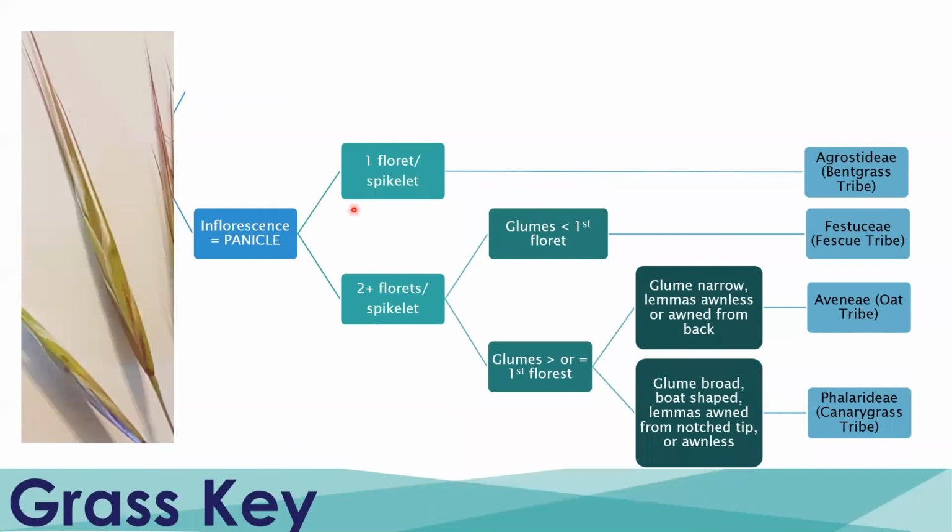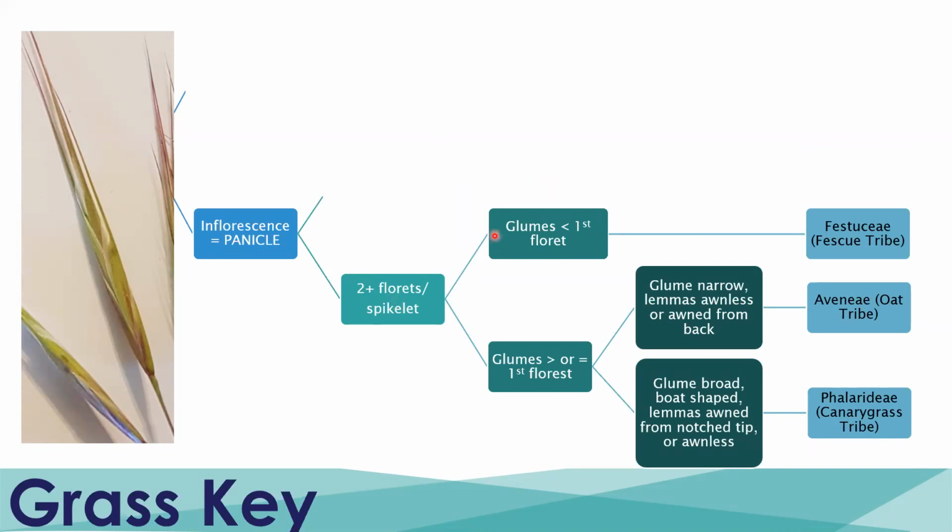All right, so now how many florets per spikelet do we have? So again, take a look. These bottom 2 features, those are your glumes. So here we have 1, 2, 3 florets per spikelet. I can't spell. All right.